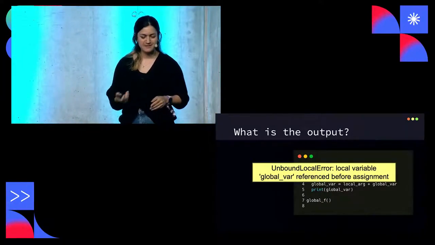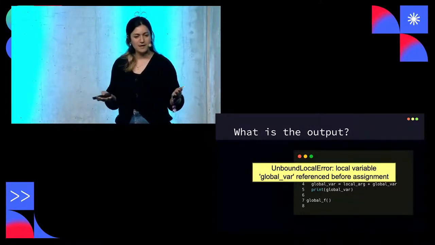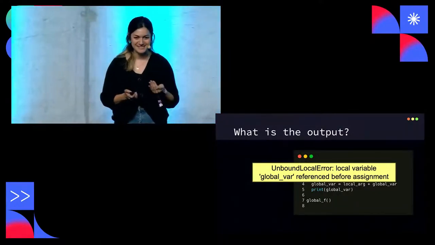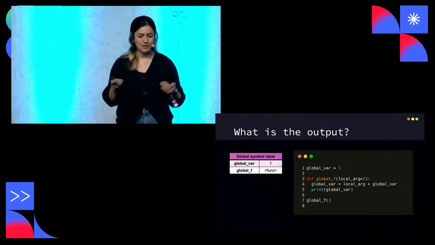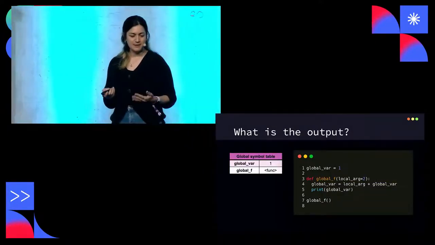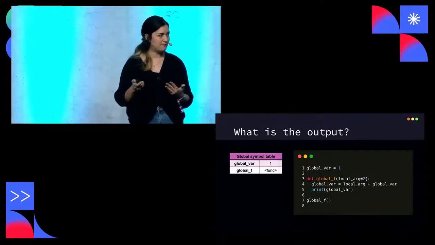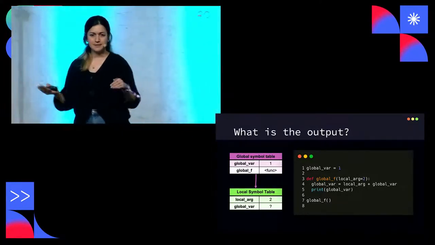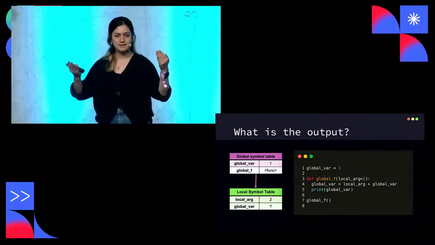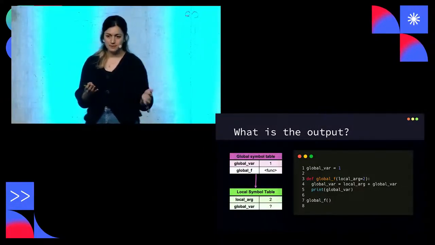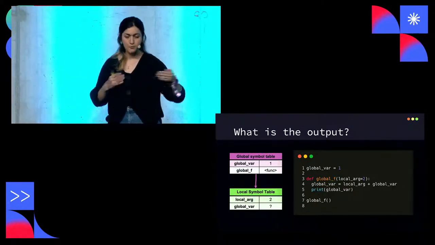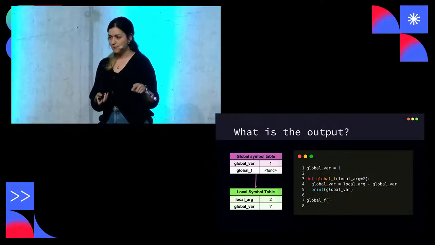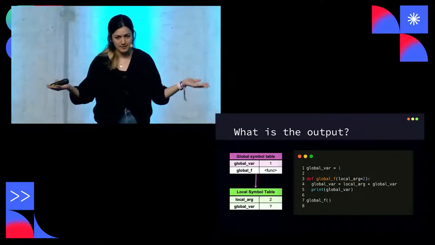It will raise an UnboundLocalError: local variable global_var referenced before assignment. This error is not self-explanatory. We need to understand what it means. If we look at this table, we have in the global symbol table global_var and global_f, and then we go into the function and define local_arg, which is 2. Python works left to right. It first adds the variable name, then it assigns it a value. So when we try to understand global_var, we put it in the table. We don't know yet the value, and when we have another global_var on the right side of line 4, we just don't know what the value is, and we throw an error.